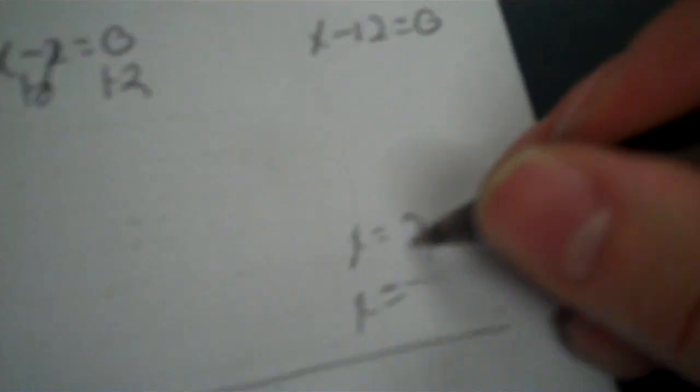F1, F2. So x minus 2 could equal 0, x minus 12 could equal 0. So you add 2, and you get 2. You add 12, and you get 12. 2 and 12.